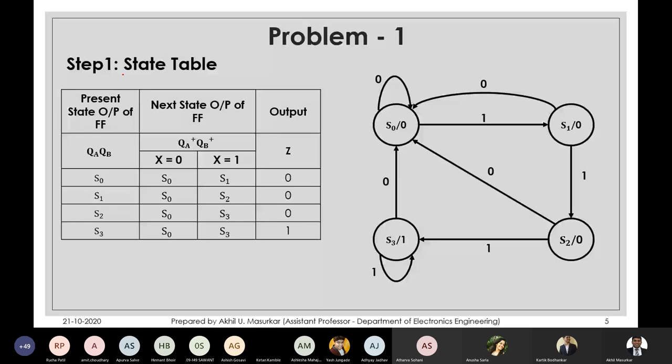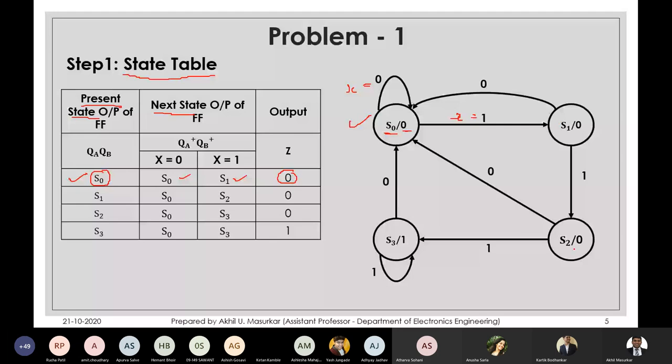Okay. Now you can see, this is the next state, this is the present state. So presently, if I am in S0, my next state would be S0 if X is equal to 0. And if X is equal to 1, my next state is going to be S1. And the output corresponding to S0 is 0. So you can see here, present state and present state output. I will write here again: S1 we have 0, S2 we have 0, S3 we have 1.